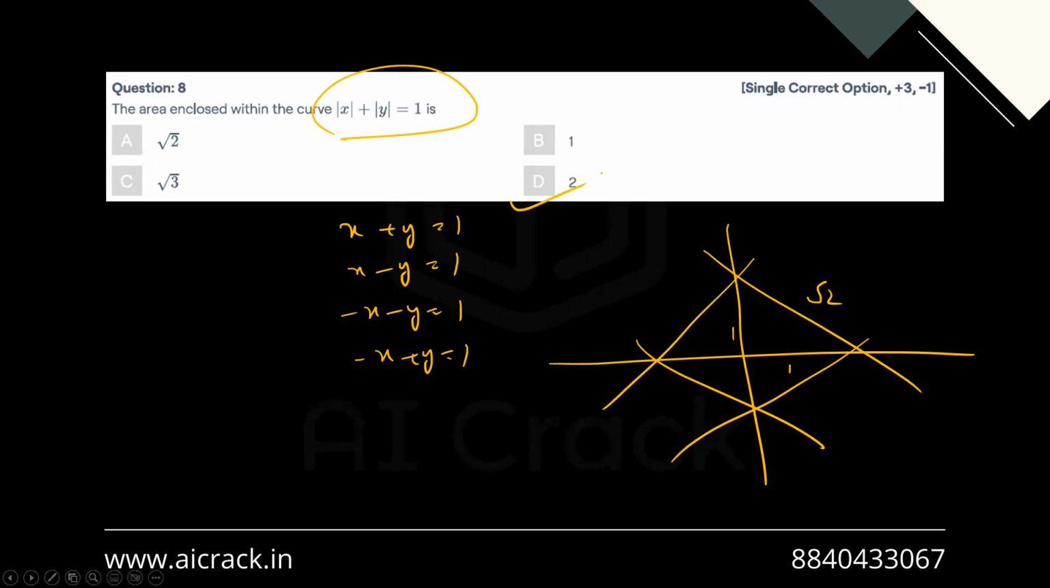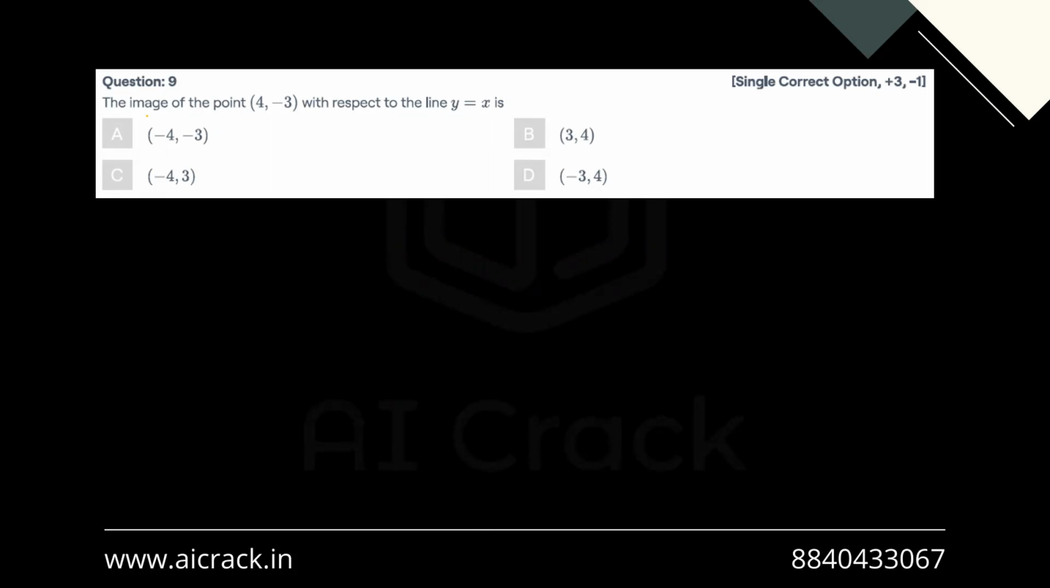D is the correct answer. Now let's look at question number 9. The image of the point (4, -3) with respect to the line y = x is. Unless you know the formula for the line y = x, you'll have to do it with the help of basics.